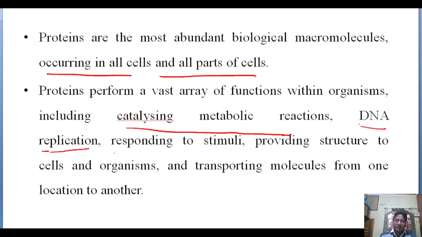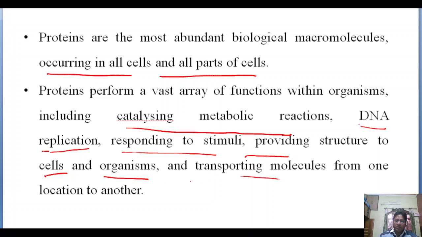They also help in responding to stimuli. For example, hormones bind to their receptors, and then the stimulus is passed to the cells. The receptors are also made up of protein. Proteins also provide structure to the cells, like the structural proteins keratin and actin, which provide structure to the cells and the organism, and myosin is also a protein. In the organism, hair and horn are also made up of proteins.